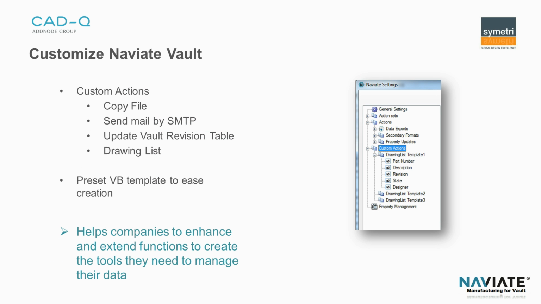If we can't do the sort of exports or the sort of functions that you require within Naviate, we also have the ability to create custom tasks. An example of this could be where we're updating revision tables, creating drawing lists, etc., or maybe outputting an item bill of materials. By having the ability to generate custom actions, we really do leverage the power of the Vault and the Inventor APIs to allow us to fulfill whatever actions we require.